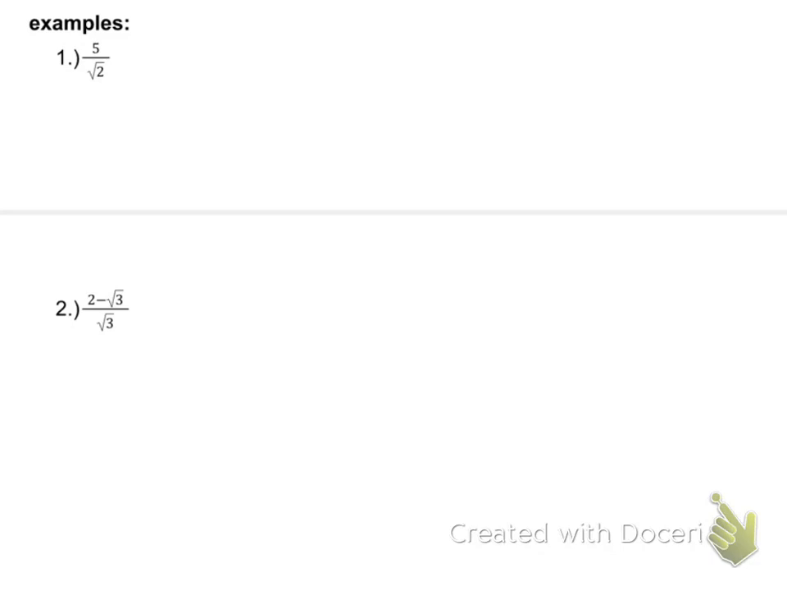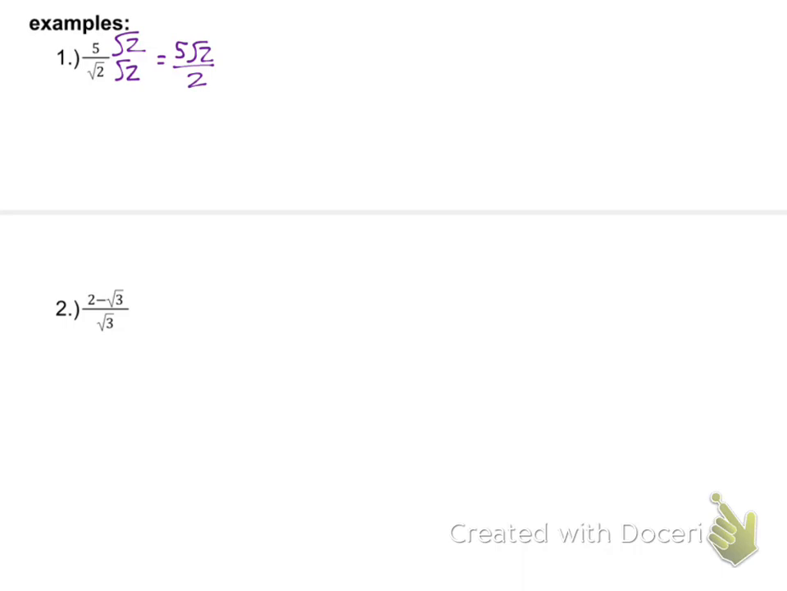What's the only thing I don't like about number 1? Square root of 2 in the bottom. So how do I get rid of a square root of 2? Multiply it by a square root of 2. But what I do to the bottom, I have to do to the top. Hey, that's pretty cool. What's 5 times square root of 2? 5 square root of 2. I can't do anything about that. What's square root of 2 times square root of 2? 2. Can I reduce it? No. Nope, done.